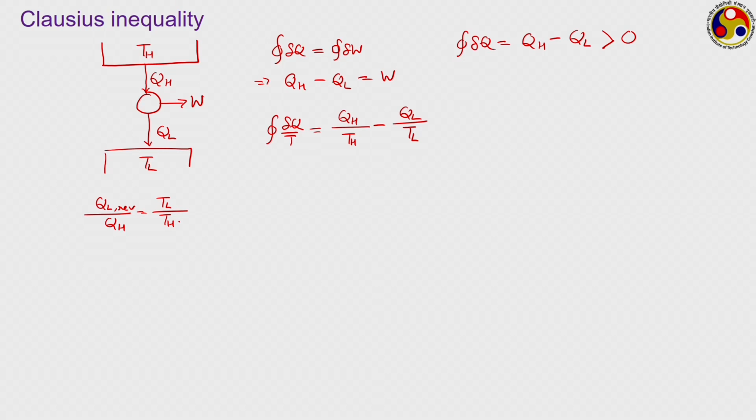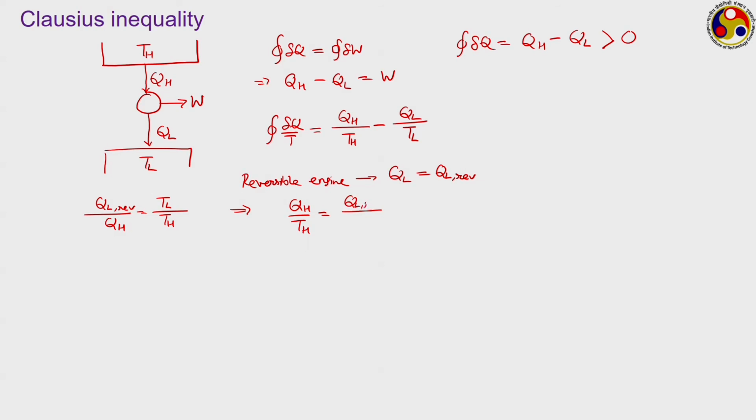So, if we use that, first we consider a reversible heat engine. Reversible means we are indicating QL as QL reversible. Then using this particular principle, by rearranging them, we can write QH upon TH will be equal to QL reversible by TL, which gives us this cyclic integral of del Q by T for a reversible situation to be equal to 0. Okay.